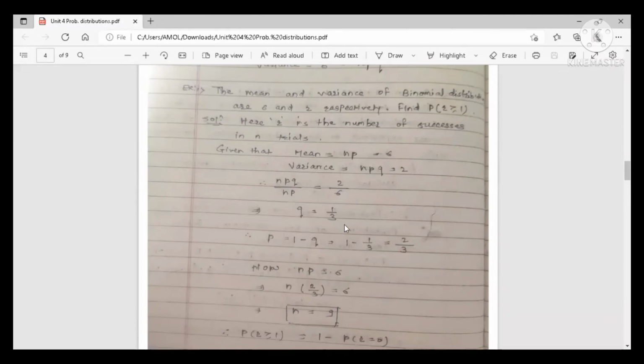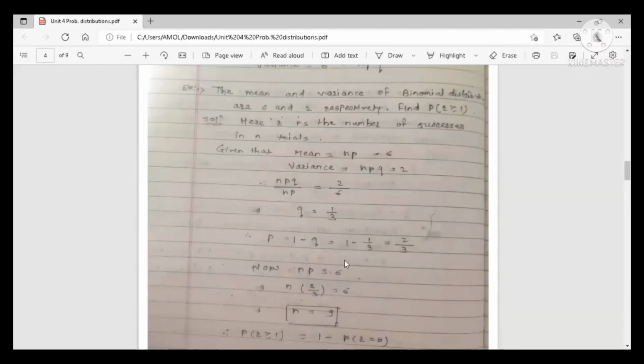Okay, this is the probability of failure. So from q you can find p, probability of success. Now in binomial distribution, p plus q is equal to 1. So we have the value of q, 1 by 3. So you can easily find the value of p. It is 1 minus q, and so it is equal to 1 minus 1 by 3.